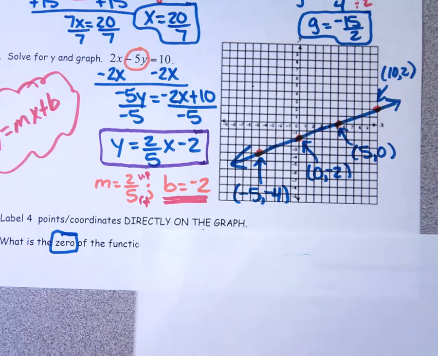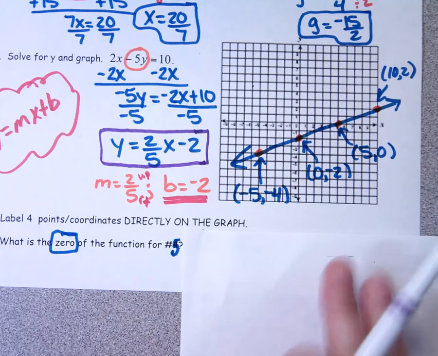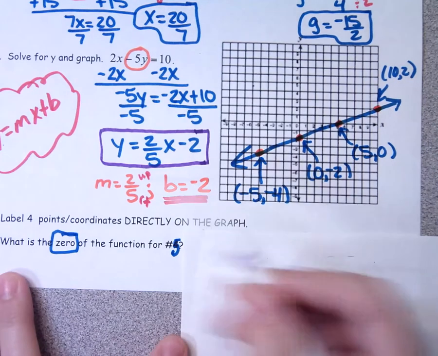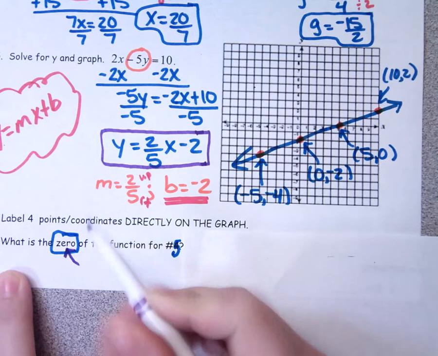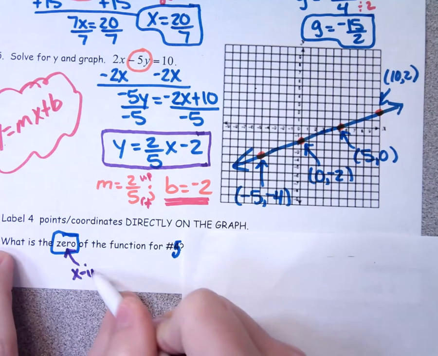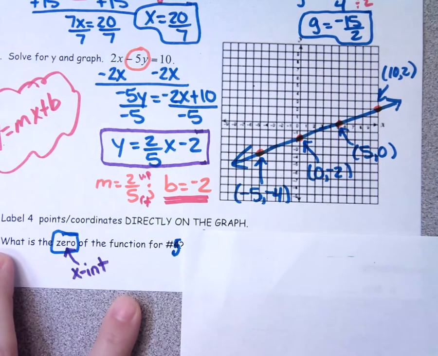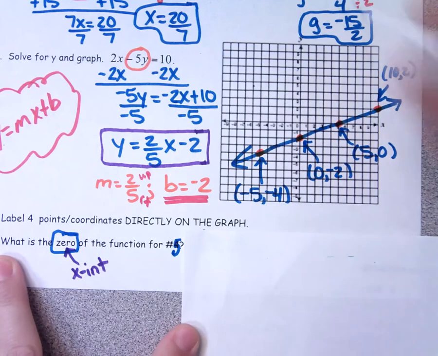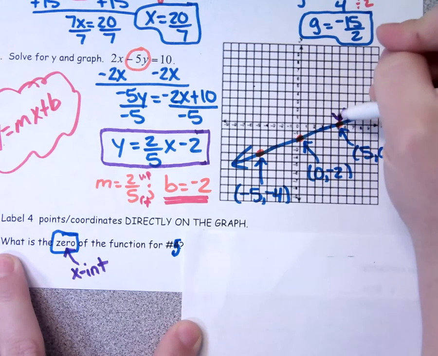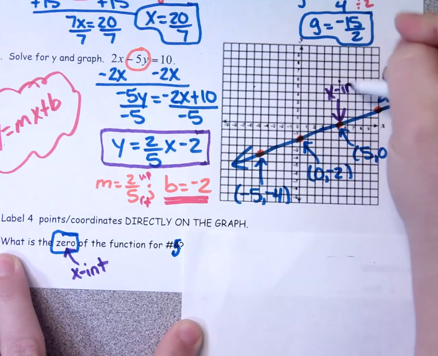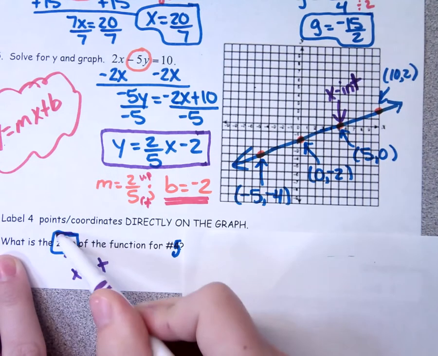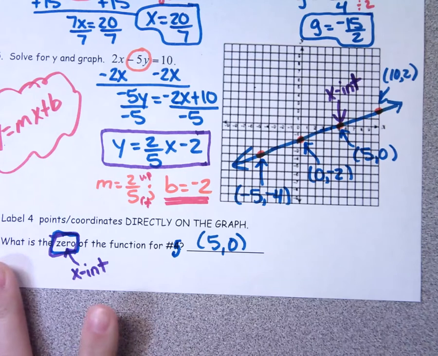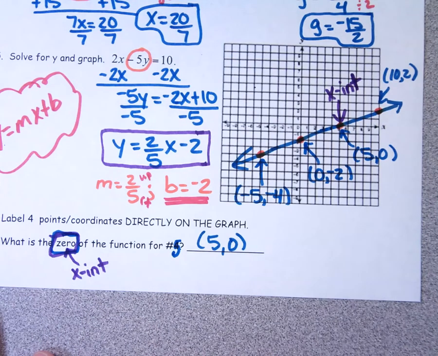Okay, number 7, it says, what is the 0 for the function for number 5? When you see this word, what is the 0? What is it really asking for? It wants to know what's the x-intercept. And remember, x-intercepts are where the graph touches the x-axis. So this guy right here is my x-intercept, because that's where the graph touches the x-axis, which is also called the 0. So the ordered pair 5, 0 is the answer to that question.